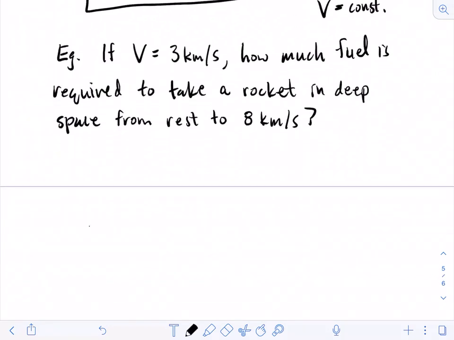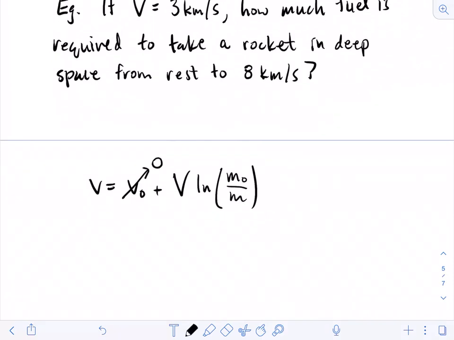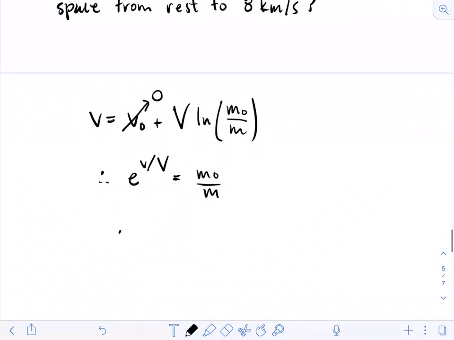Okay, well, let's just write down our rocket equation. It was: final speed is equal to the initial speed plus the relative speed of the fuel, V, times ln of m0 over m. We said our rocket was going to start at rest, so v0 is equal to 0. So what we could do is divide by big V and take the exponential, and so we would have the exponential of little v divided by big V is m0 over m.